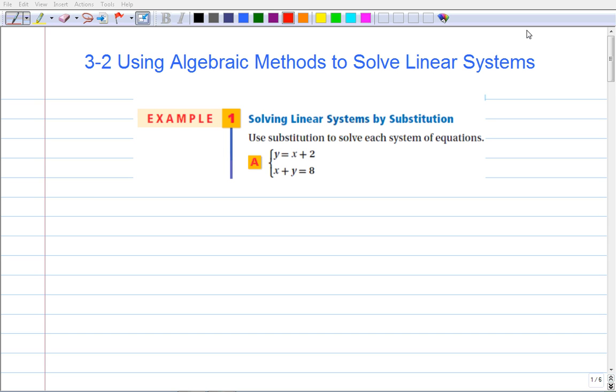And here's 3-2 of your textbook, using algebraic methods to solve linear systems. We're going to look at a few examples that will be able to help you out on your homework or classwork tomorrow whenever I see you next.